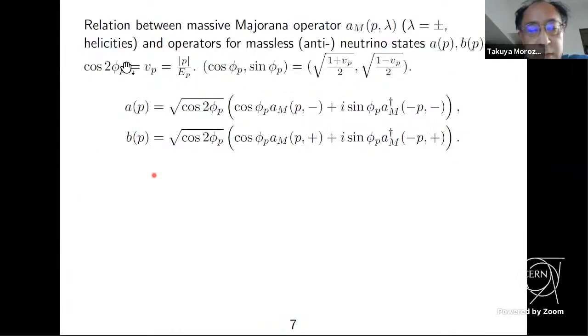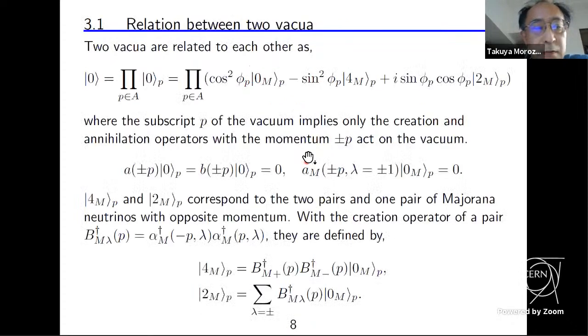So we have two different sets of annihilation operators, so we also have two vacua. One vacuum, denoted by zero, is annihilated by the A and B operators. Another vacuum, which I call 0M, is annihilated by the massive operators. And the vacuum with null lepton number is written as a direct product of vacua. This subscript P of the vacuum implies that only the creation and annihilation operators with momentum plus minus P act on the vacuum. So that is a direct product of vacua.